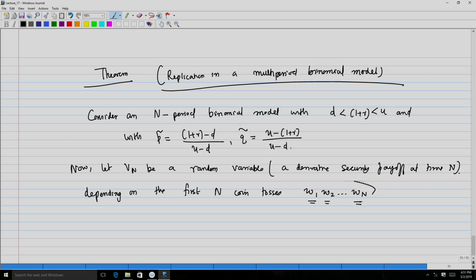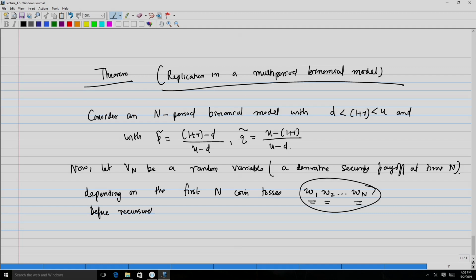So, basically this particular notation indicates capital N number of consecutive outcomes of coin tosses. It is basically a sequence of length capital N, where each of those characters can be either a head or a tail. In case n equal to 1, you just have omega 1, which is h or t. In case of n equal to 2, you will have omega 1, omega 2, where there are 4 cases, namely hh, ht, th and tt.